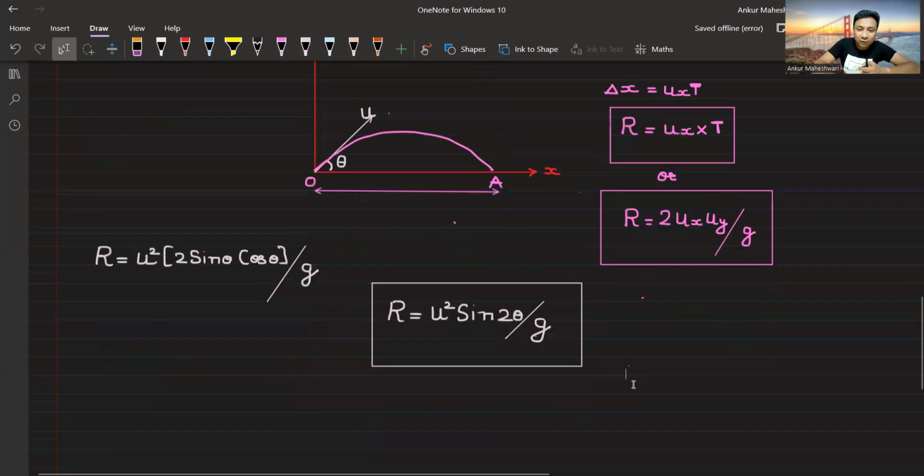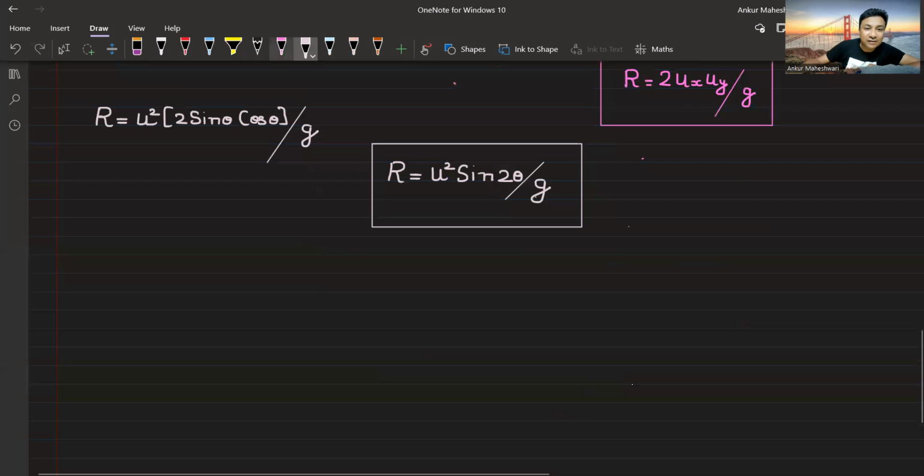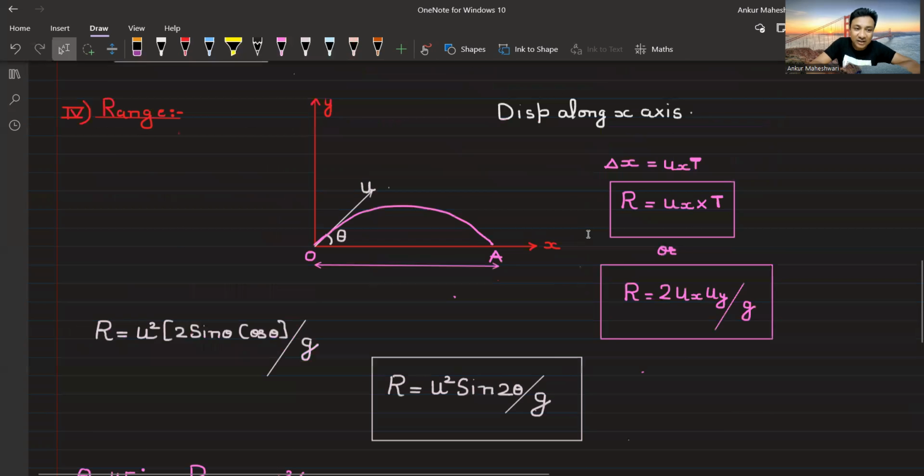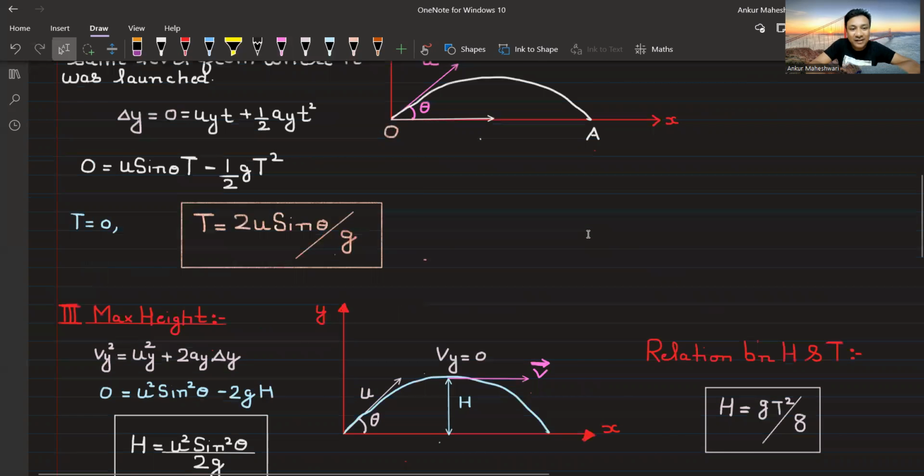Okay, so if you look at this formula carefully, when theta is 45 degree, we get the maximum value of sine 2 theta. So at theta equals 45 degree, we get the maximum range as u square upon g. Okay, so I'm sure you must have understood the concept of projectile motion and the various parameters that we have discussed.